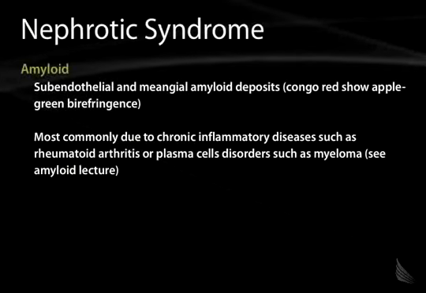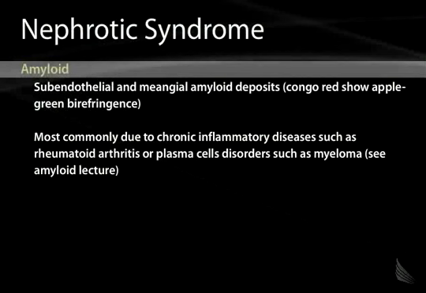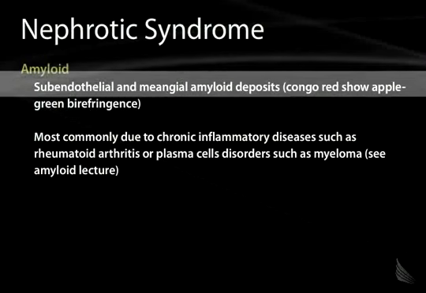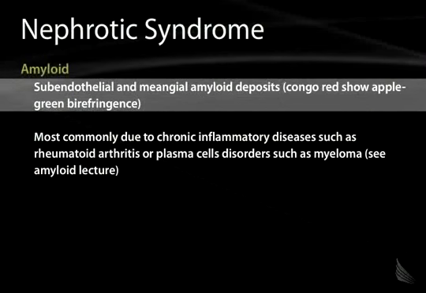A final type of nephrotic syndrome is due to a disease that we call amyloidosis. Amyloidosis is caused by deposition of abnormal proteins in many parts of the body. In the kidney, what you see are subendothelial and mesangial deposits of amyloid protein.